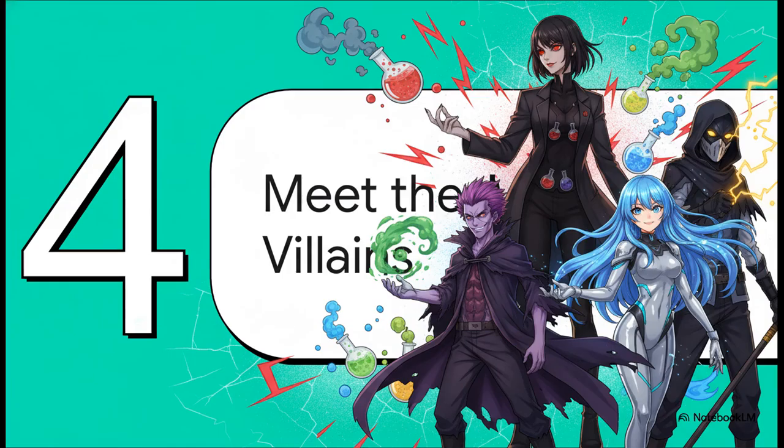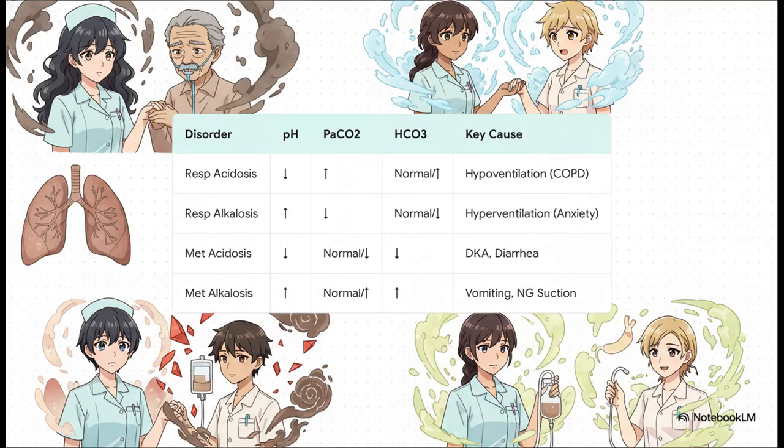All right, let's put this all into action. It's time to meet the 4 troublemakers, the acid-base villains you'll be squaring off against on the NCLEX and, of course, at the bedside. Here are the main culprits. First, respiratory acidosis. Think low and slow breathing, like in COPD, which traps all that acidic CO2.